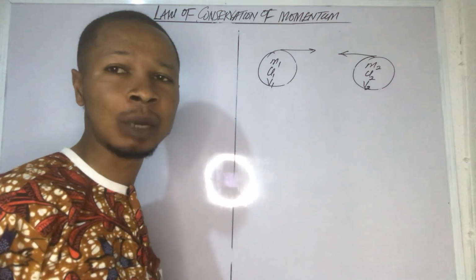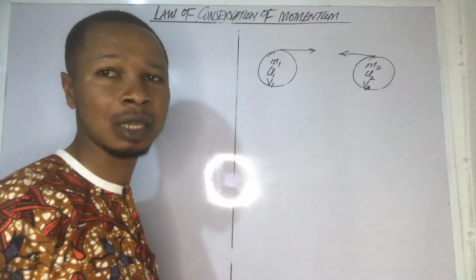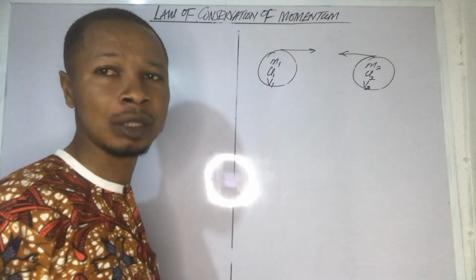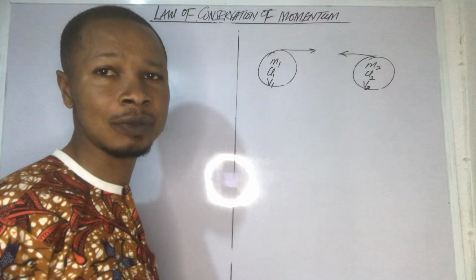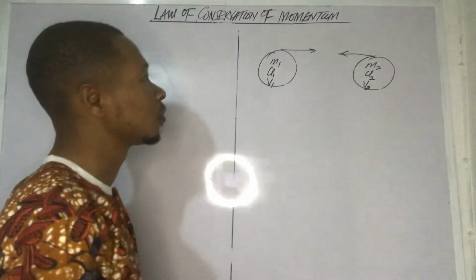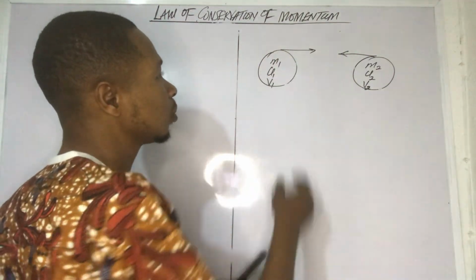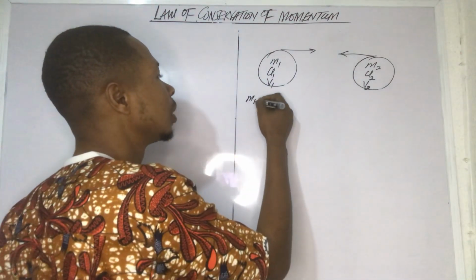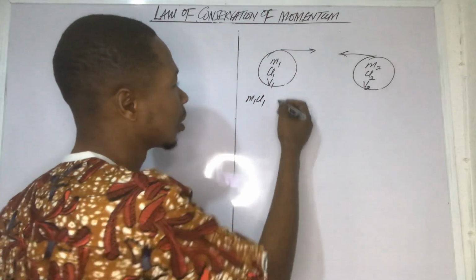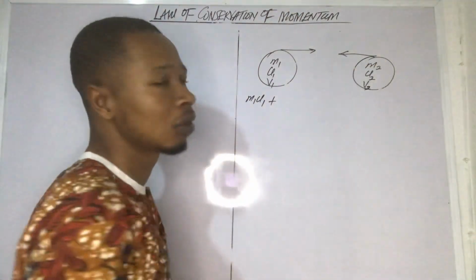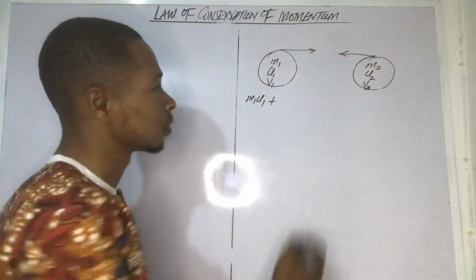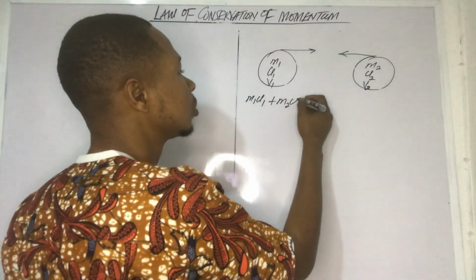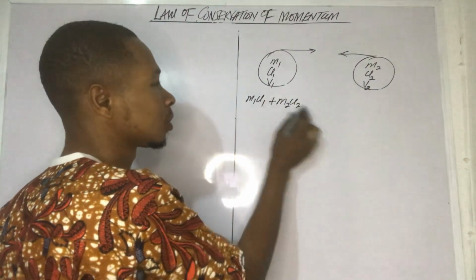And I hope you recall that momentum is given by mass times velocity. Therefore, the sum of the momentum before collision: the initial momentum of the first body will be m1 u1, plus the momentum of the second body before collision, which will be m2 u2. So I'm adding them together, the sum.